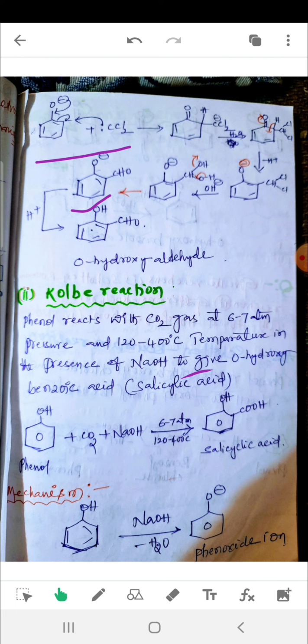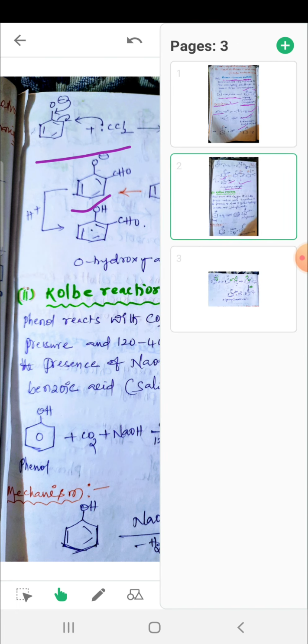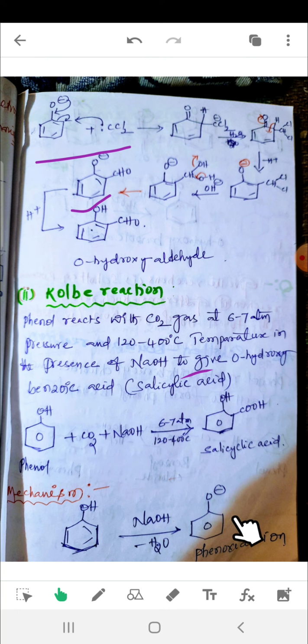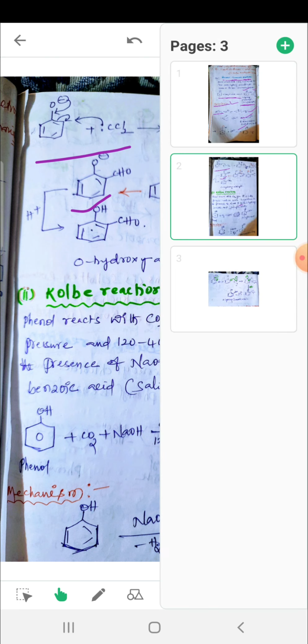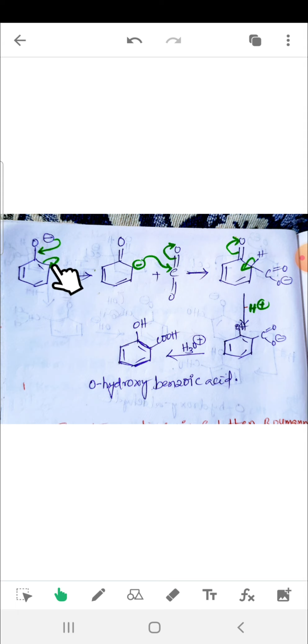Let us take the mechanism here. Phenol with NaOH and H2O: the phenoxide ion is formed. For the phenoxide ion formation mechanism, H, here OH minus, removal of H2O, and the phenoxide ion is formed. In the mechanism of the phenoxide ion, this electron comes to this side and this electron goes to the other position, giving a negative charge. We use carbon dioxide, for our convenience, write it down like this. This electron comes to the carbon atom, and this electron goes to the oxygen side.